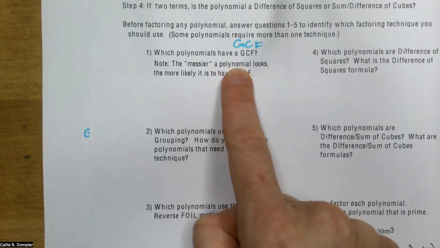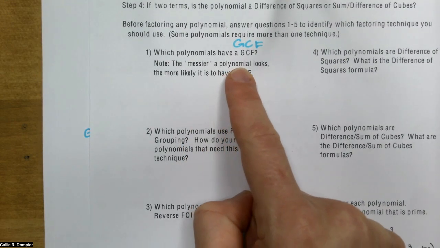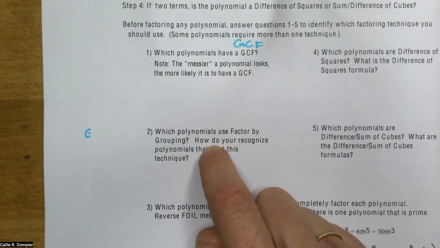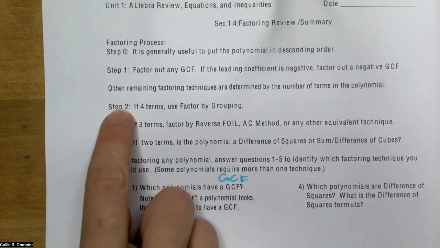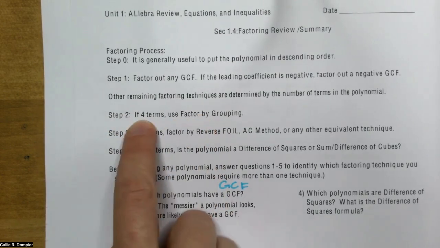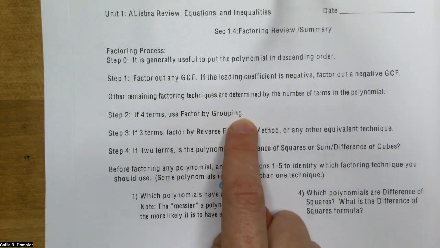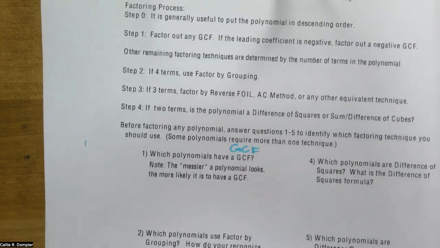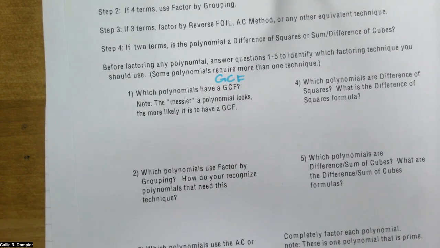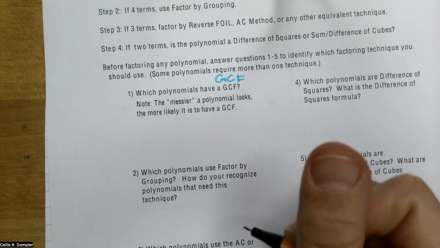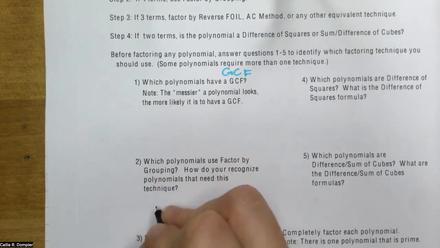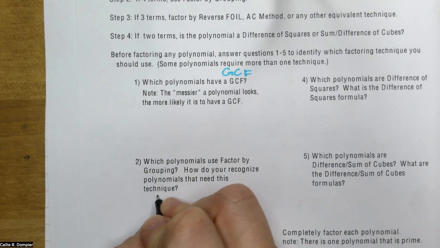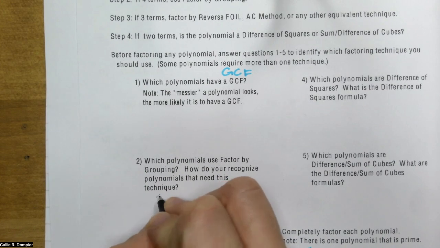We found all of the polynomials with greatest common factors, and we factored the greatest common factor out. Now we want to look at which polynomials use factor by grouping. And if we look up to step 2, it says if there are 4 terms in your polynomial, use factor by grouping to factor that polynomial. So we're going to write which type of polynomials use factor by grouping? It's polynomials with 4 terms.